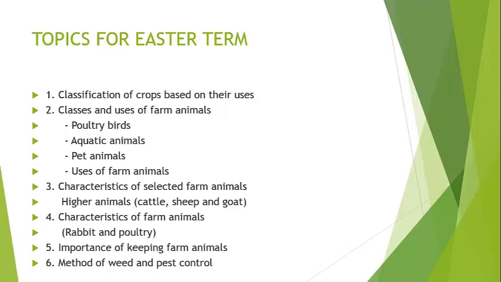We are moving to other topics, characteristics of farm animals. Farm animals have different features and characteristics which make them different from each other. The main types of farm animals are cattle, goats, sheep, pigs, fish, poultry, rabbits, etc.